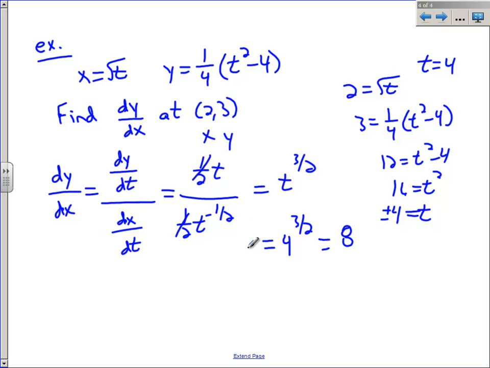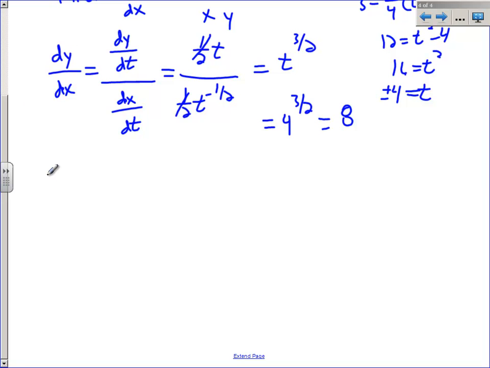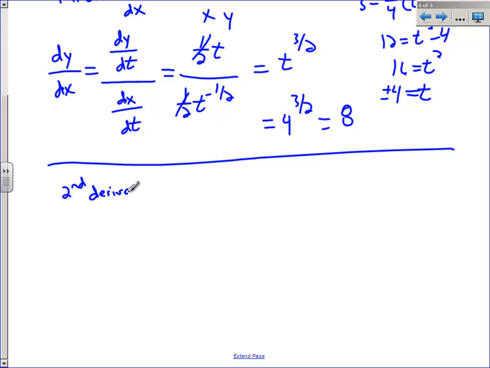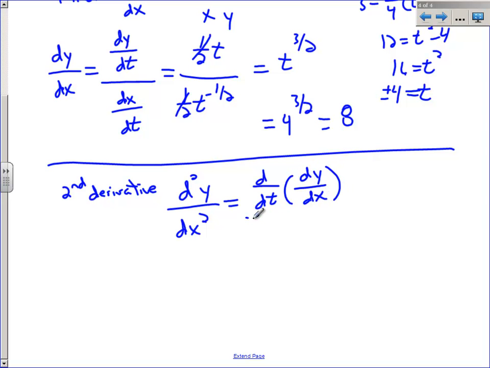Okay, now what about the second derivative? The second derivative has notation d squared y over dx squared. And the way we get this with our t is we take d/dt of our dy/dx and then divide that by dx/dt. If you play around with these fractions here, you'll see why those are equal.